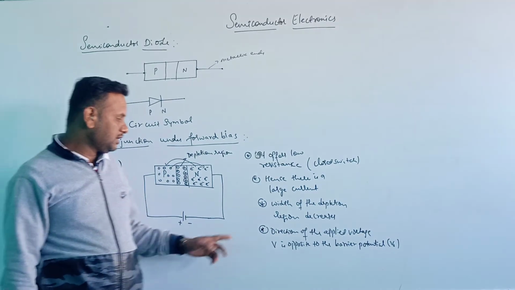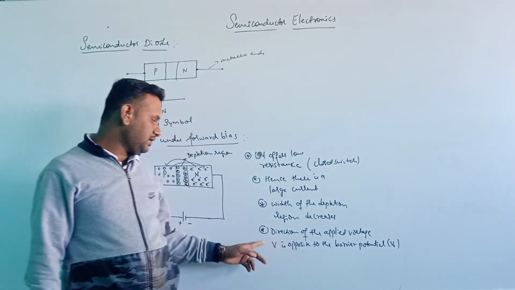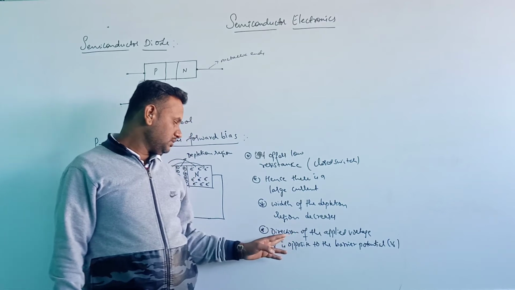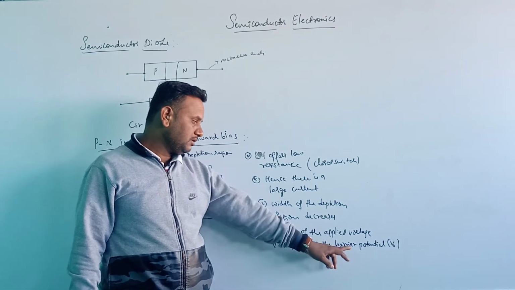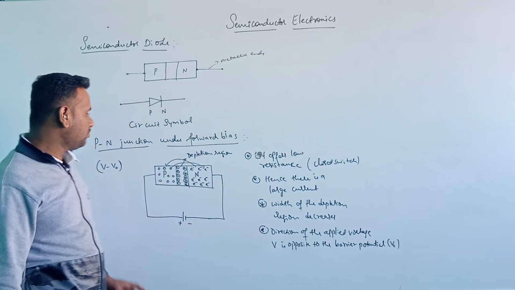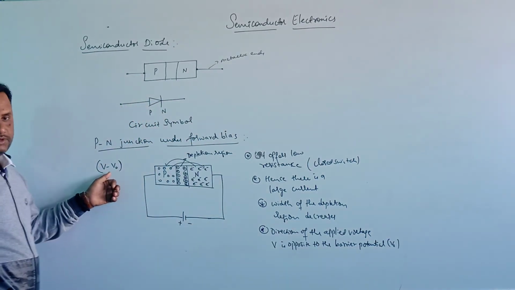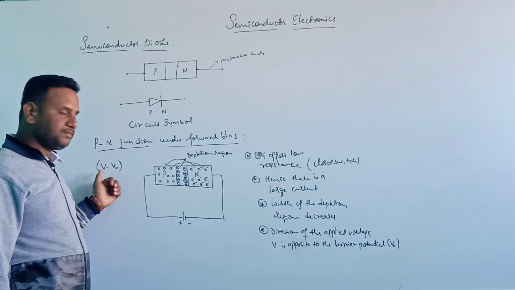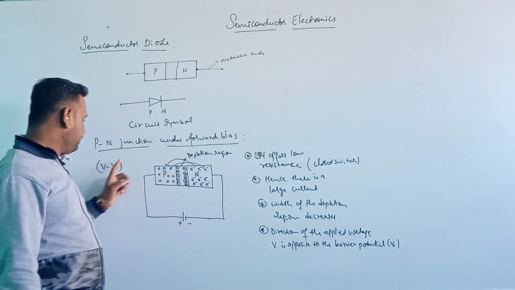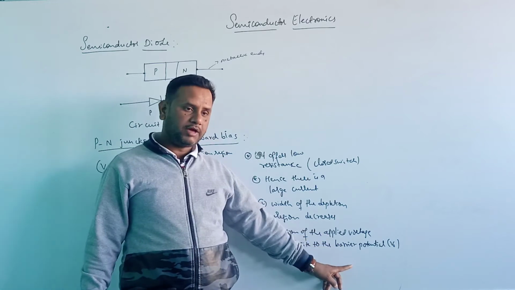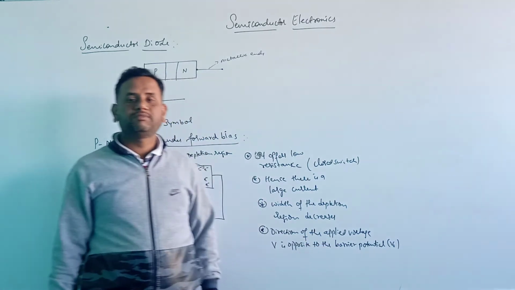There is one more point here. The direction of the applied voltage V is opposite to the barrier potential. Hence the voltage will be V minus V naught, where V is the applied voltage and V naught is the barrier potential. So what is this barrier potential?